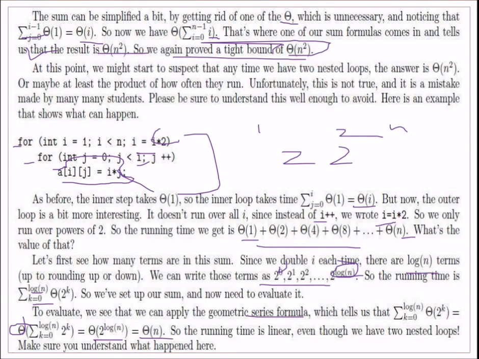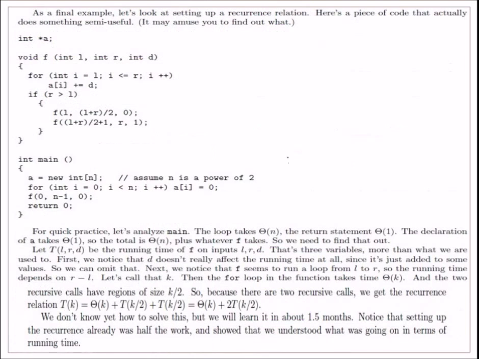So if you are aware of these log applications, you will easily understand how we come to the decision that this is theta of n, even though we have two nested loops. Let us take one more example that will set up our recurrence relationship.